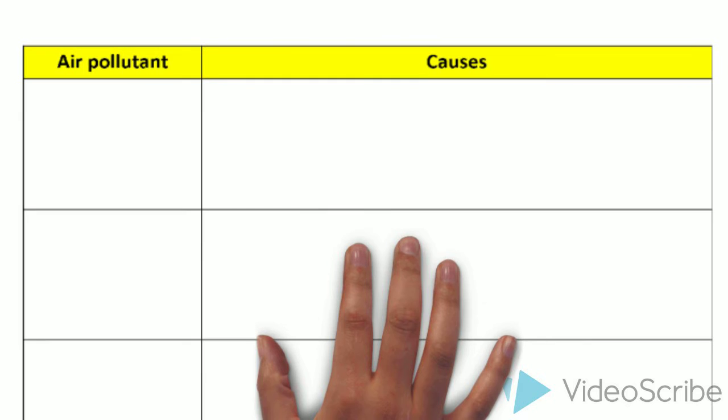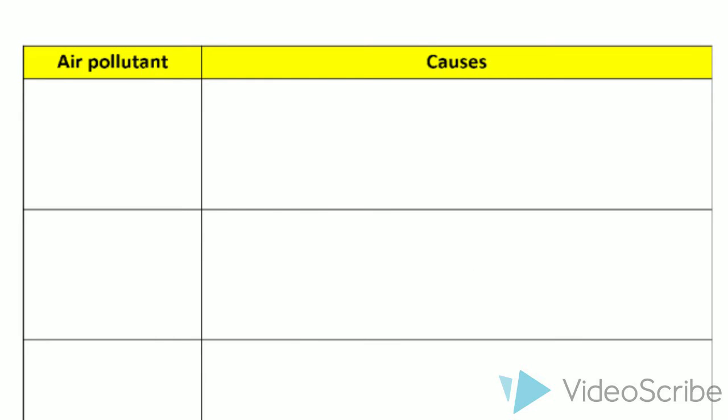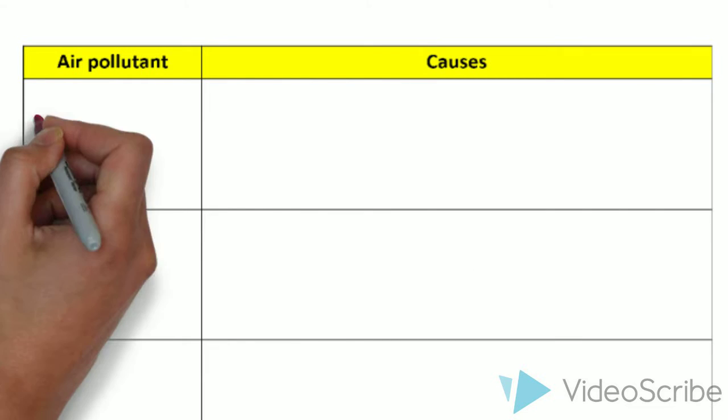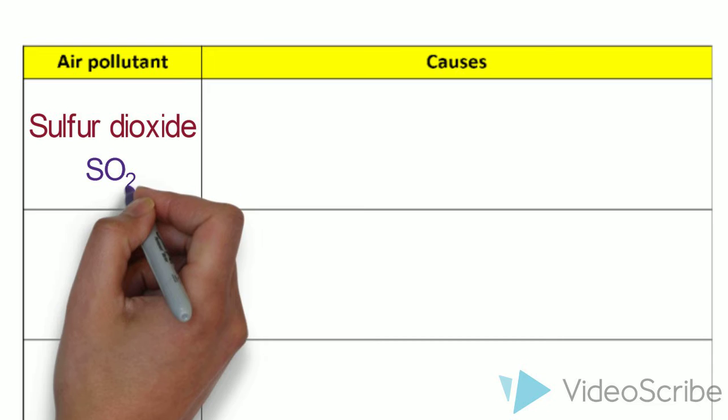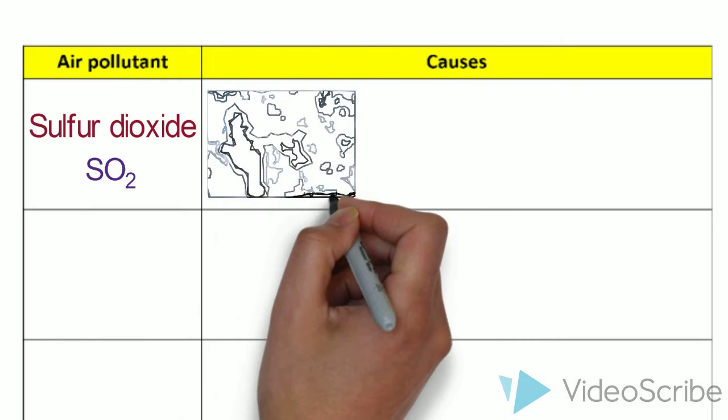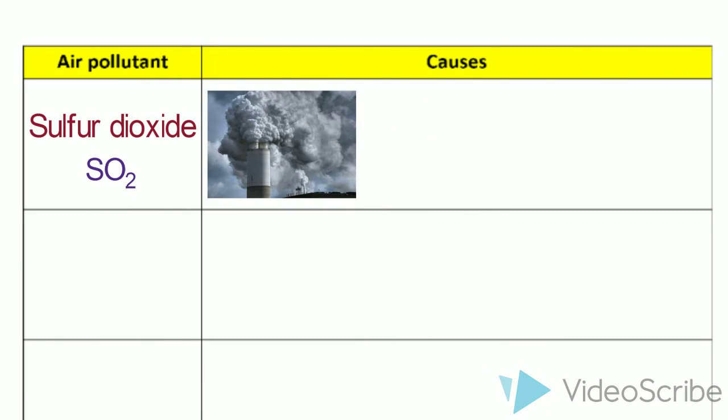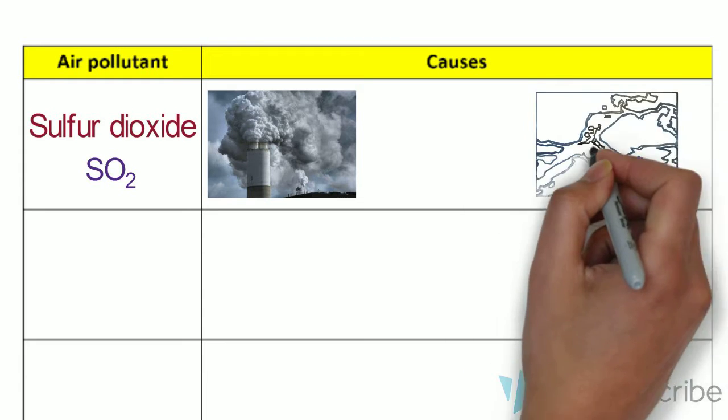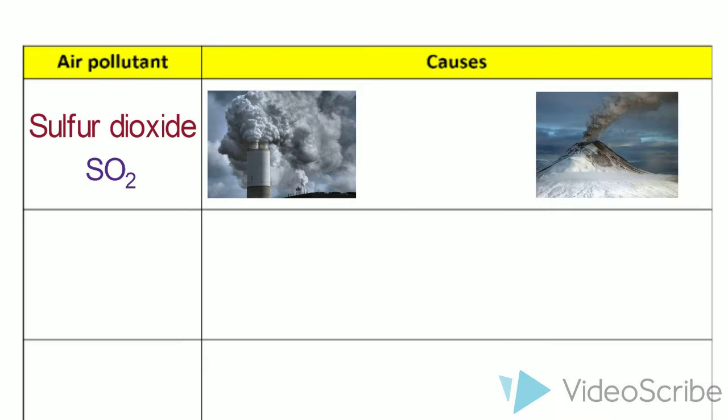In your syllabus, there is a total of 6 key air pollutants that you must know. Firstly, there is sulfur dioxide. Sulfur dioxide is produced when coal and petroleum are burned to generate electricity. This is because these fuels often contain sulfur as an impurity. Besides that, sulfur dioxide can also be produced naturally during volcanic eruptions.